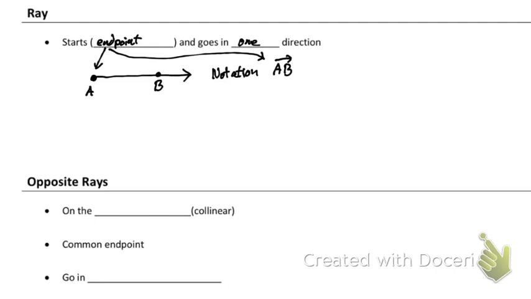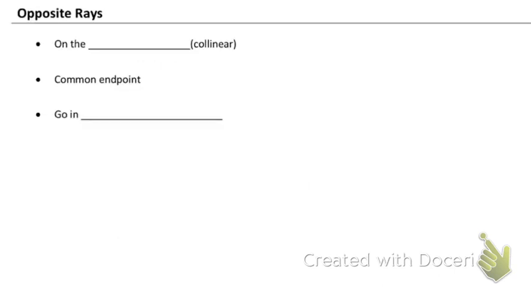You cannot, I'll repeat that, you cannot write BA. So I'm going to actually put that on there. Not BA. If you write BA, that's saying that B is your endpoint and A is the one that lets you know which direction it's going. All right, careful on those. Careful on labeling those. The last thing we're going to cover is opposite rays.